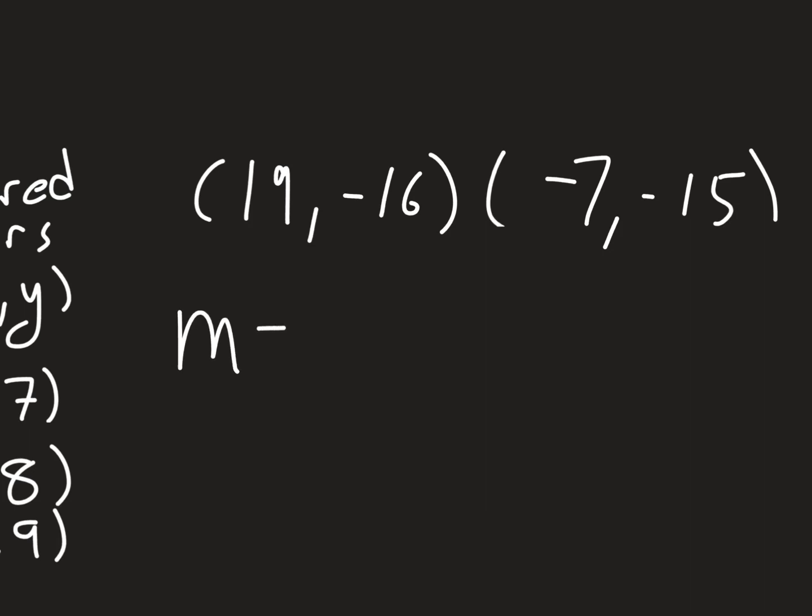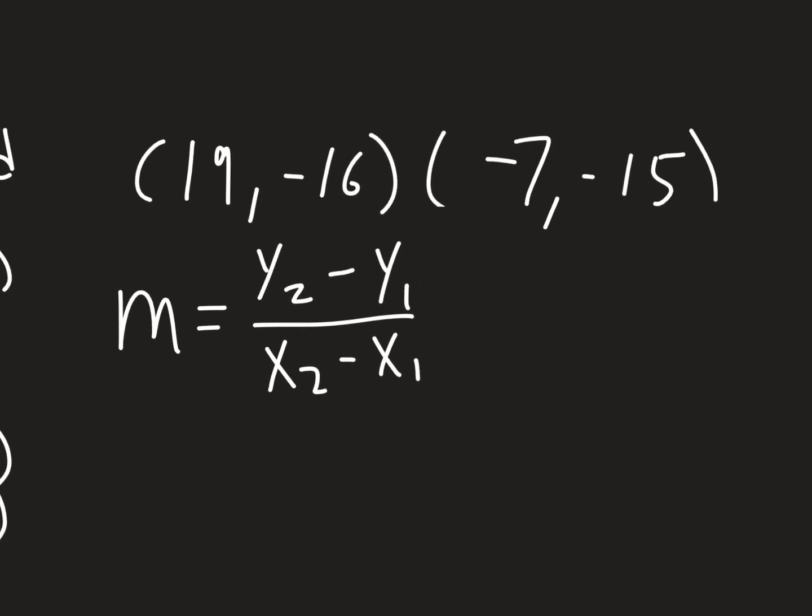So yesterday we wrote down m equals y2 minus y1 all over x2 minus x1. So this is the standard formula. This is the most common formula that you will see for slope. Okay? So we're going to do this the long way, and then I'm going to show you a shortcut. We're going to do this the long way first.